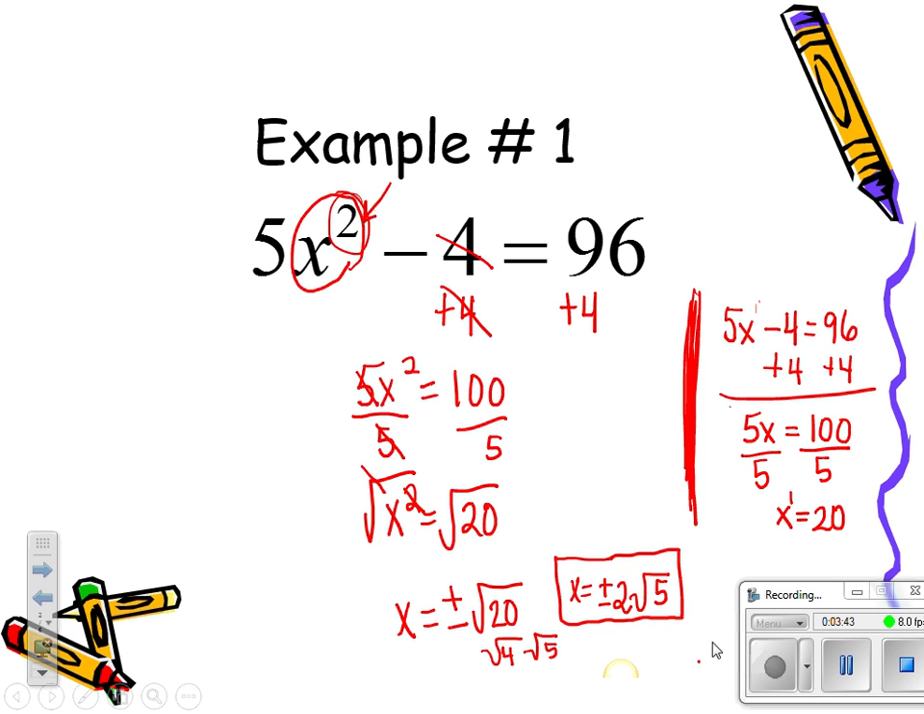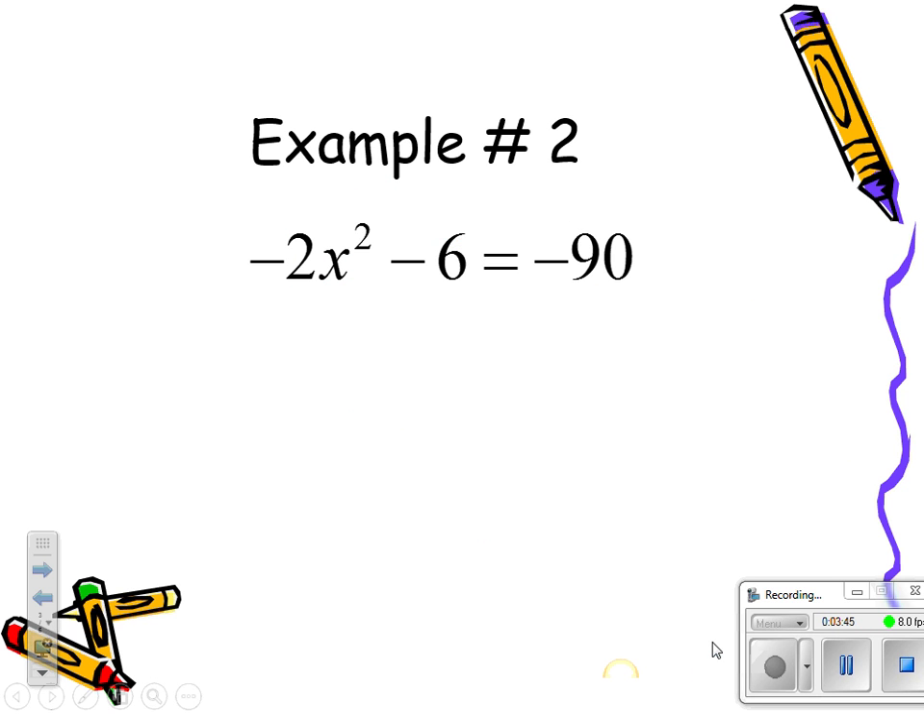All right, let's do problem number 2. Negative 2x squared minus 6 equals negative 90. Again, I'm trying to get the x squared alone. So I'm going to do just like I would if I were solving a linear equation. I would add 6 to both sides first.